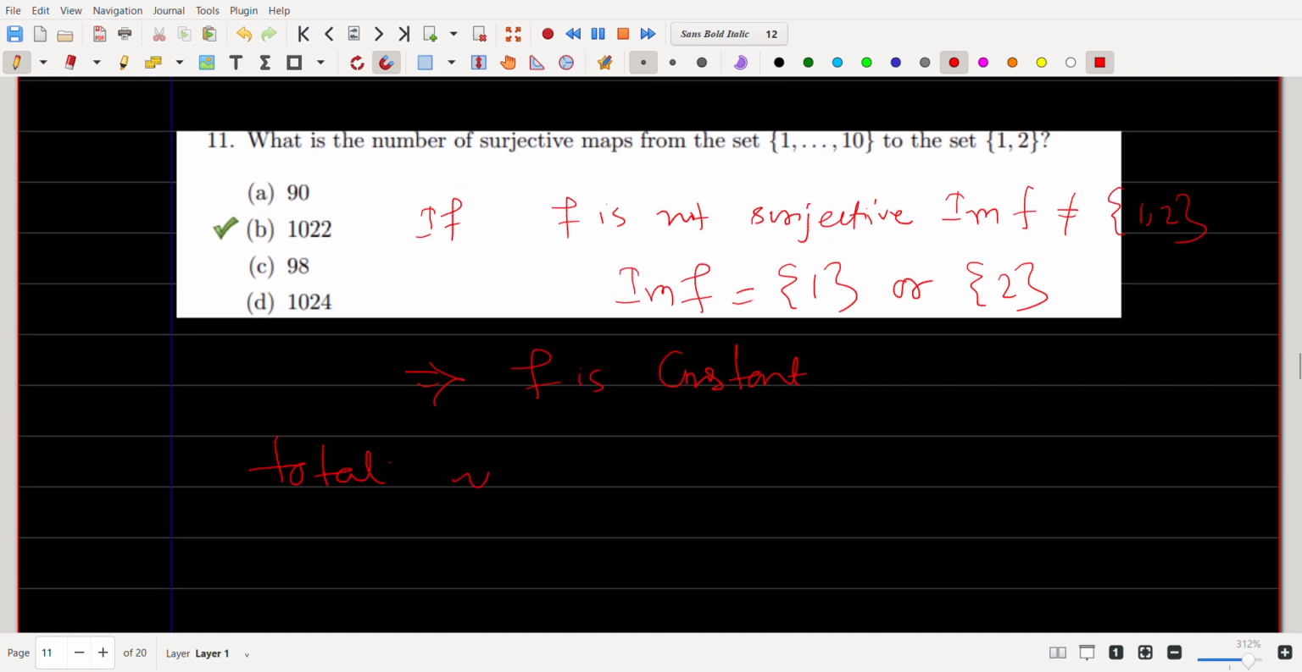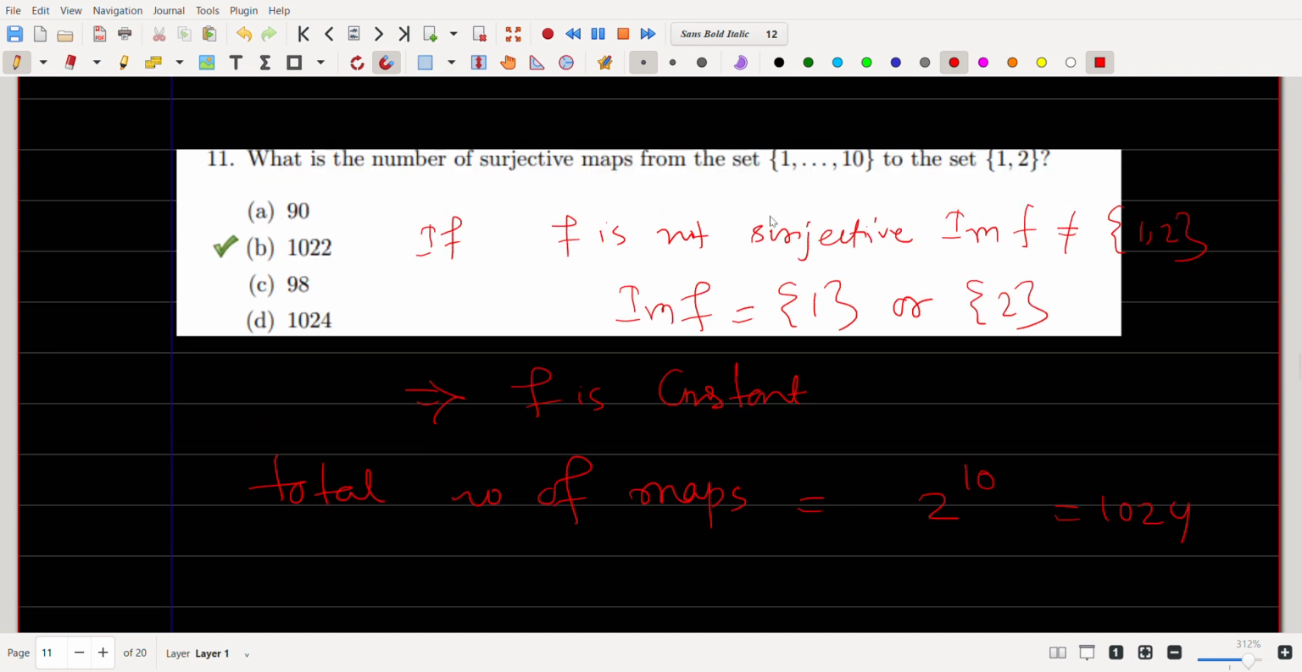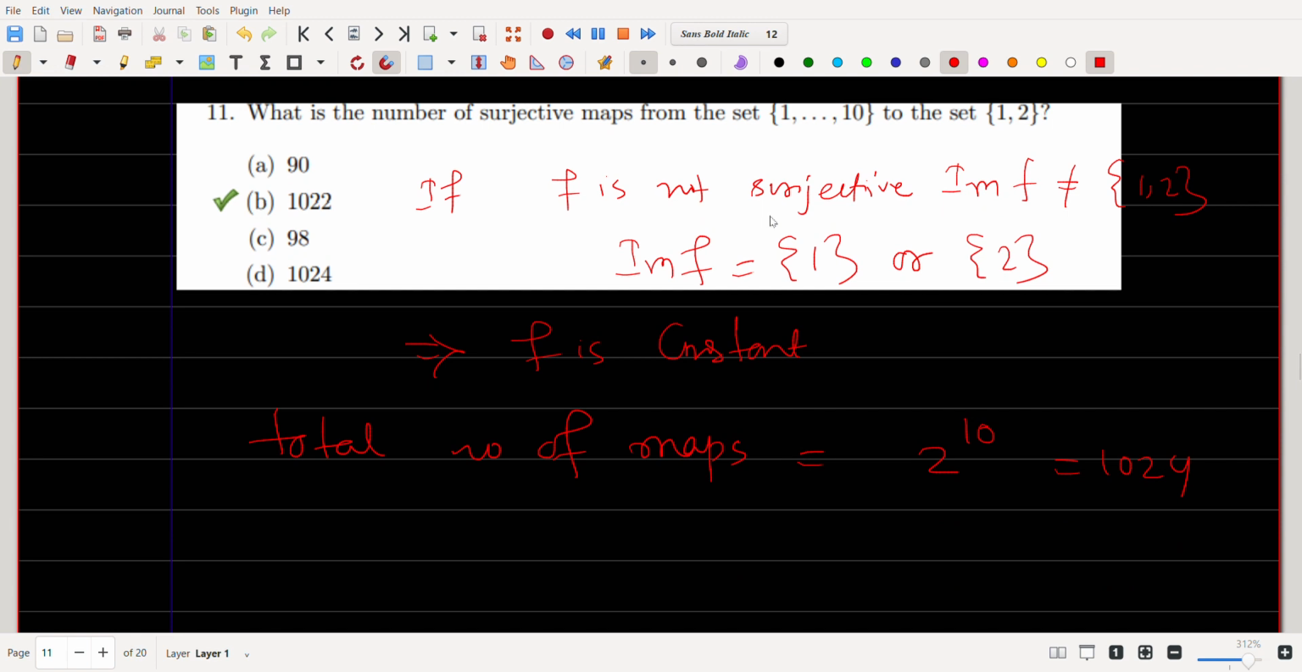So how many total maps are possible? The total number of maps is 2 to the power 10, which is 1024, right? Because we know that if the cardinality of X is m and the cardinality of Y is n, then the number of maps from X to Y is n to the power m. That is a simple one. And f is not surjective means it is constant, so only two maps are possible for a constant map. So the number of surjective maps is 1024 minus 2, which is 1022.